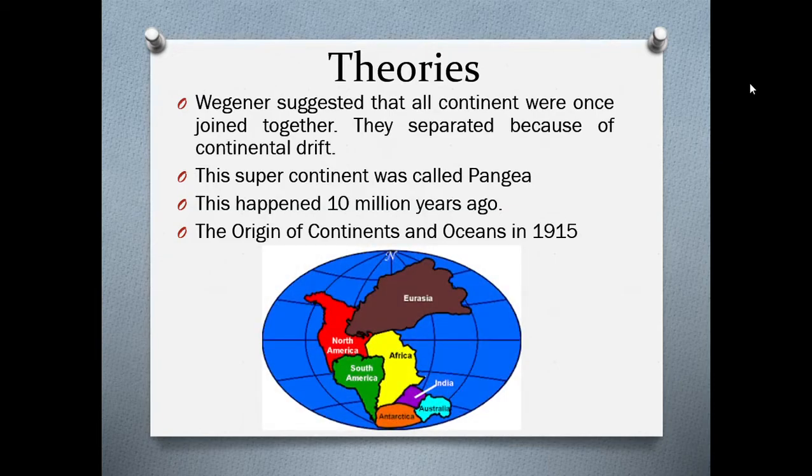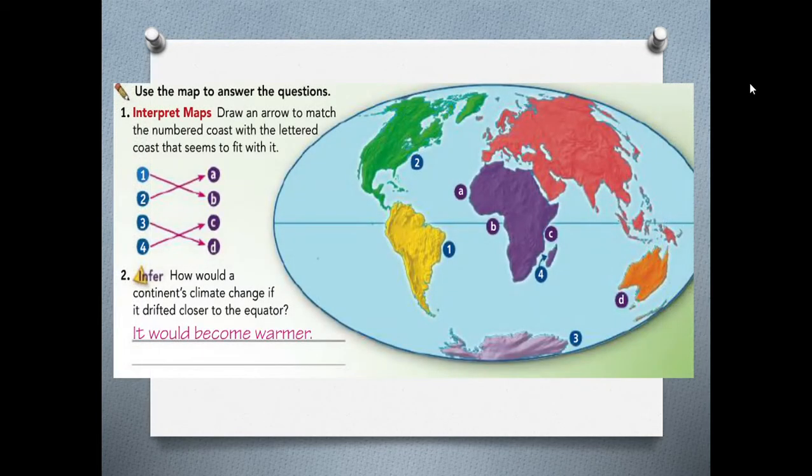So here we have another image of what Pangaea would look like 10 million years ago. And as you can see, all of the continents are together with North America, South America, Africa, Europe, Antarctica, Australia, and India. All right.